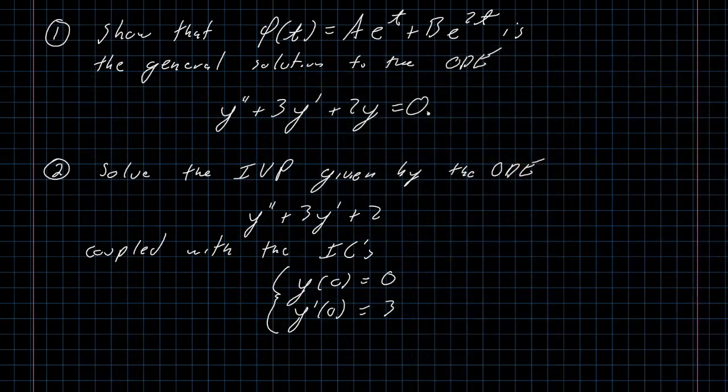And then the second part that I will do with you is to solve the initial value problem given by that same ODE, coupled with the initial conditions, ICs, y of 0 equals 0, y prime of 0 equals 3. And with this example on the screen, I guess I can talk about why we call them initial conditions. Thinking about t as our time variable, the first thing that happens is the thing that happens when t is equal to 0. And knowing what is happening when t is equal to 0 tends to be the easiest thing in a system that is doing stuff.